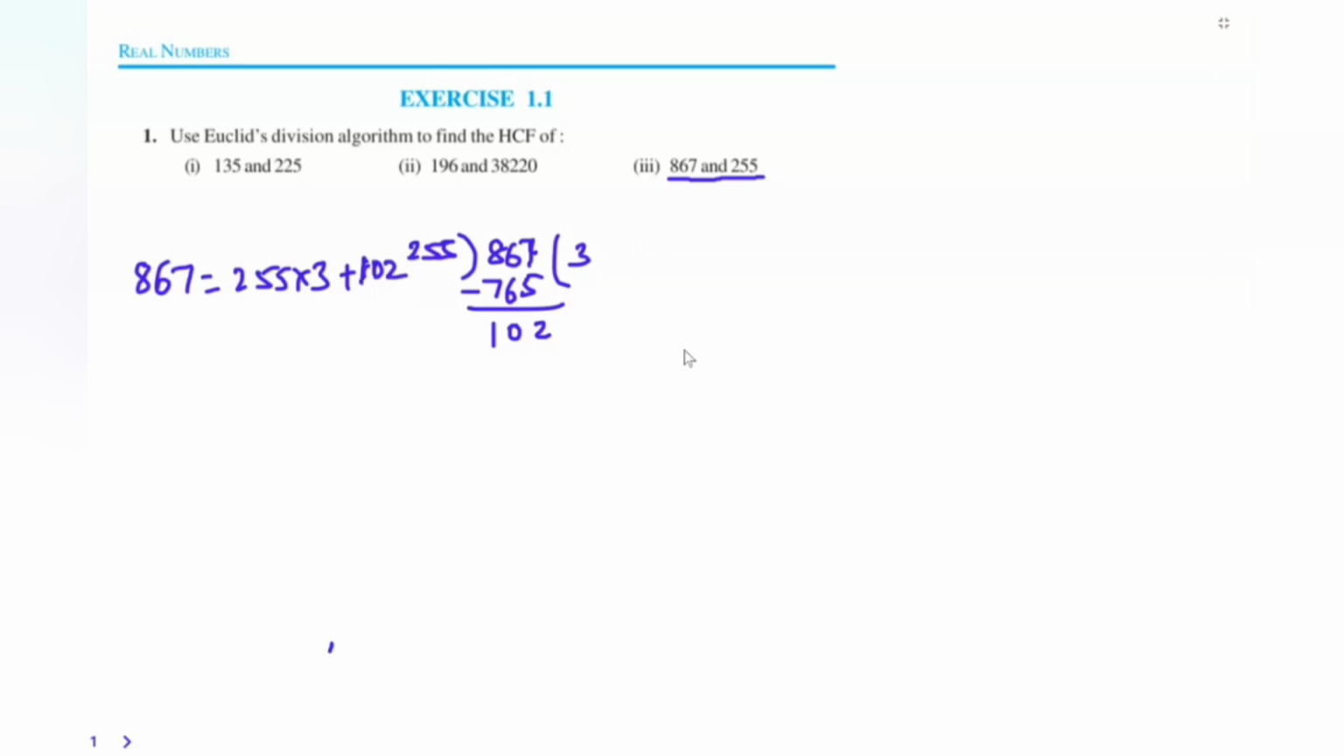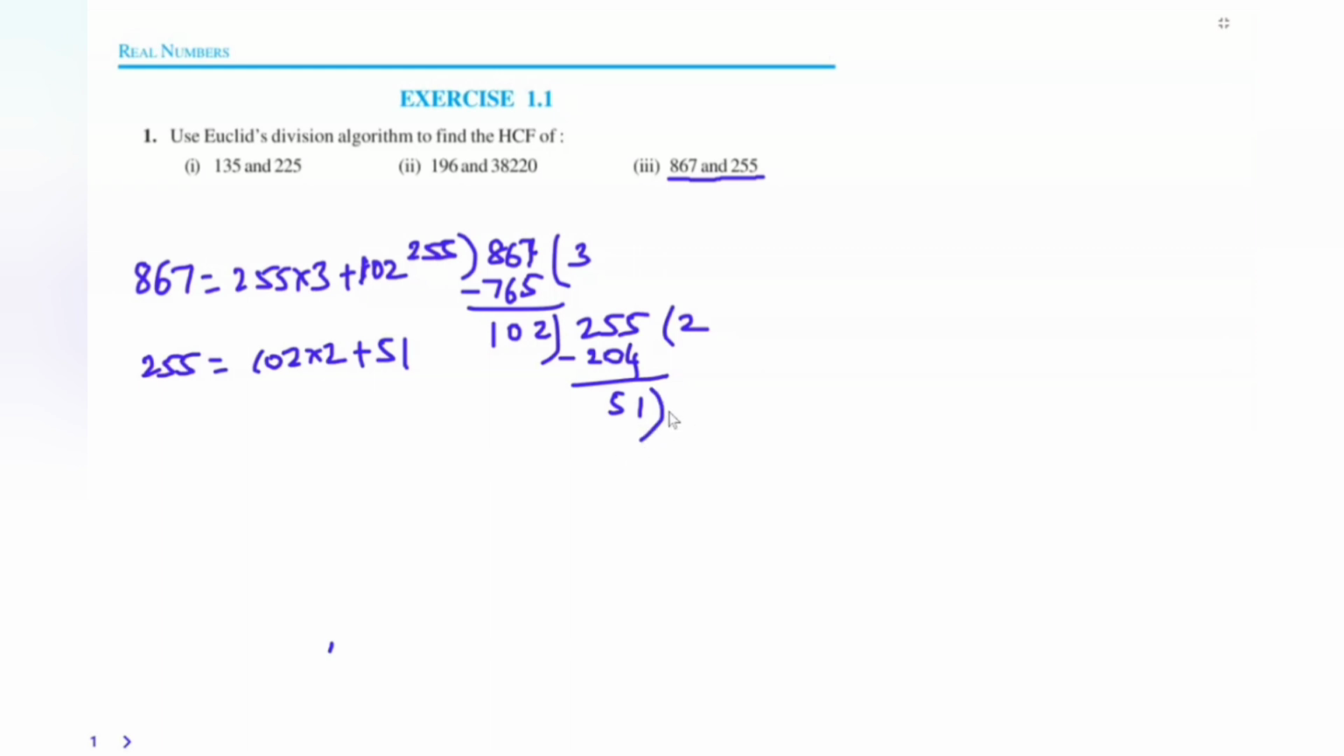Okay. Next, let us divide this continuously. 102 with 255. Applying the division algorithm on 255 and 102, we get 102 times 2 is 204. So let us subtract. You will get 51. So let us write the second step of the division algorithm: 255 is equal to 102 times 2 plus the remainder 51. Now as the remainder is not 0, let's continue the division.